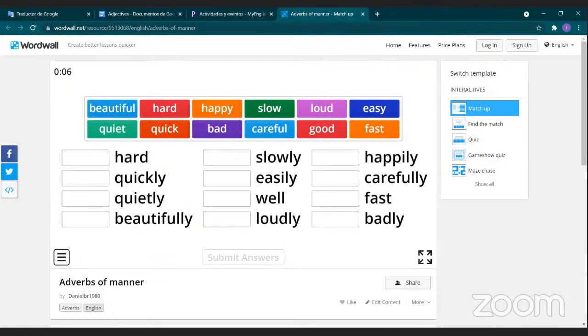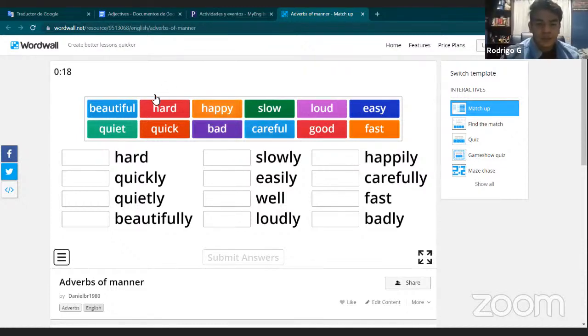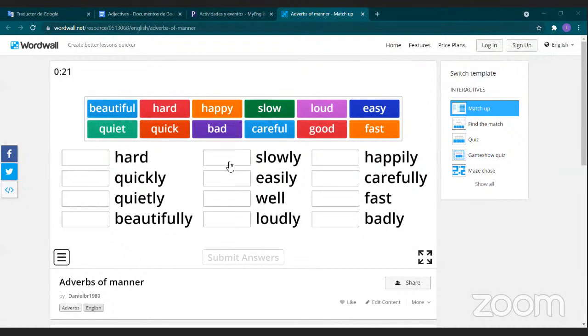Is Fabiana sharing? Wow, you're there, Fabiana. Am I right? No, I am sharing. Oh, okay. So Fabiana, what's going on? Okay, let's do some matching, Rodrigo.